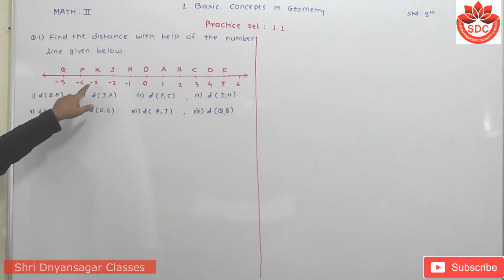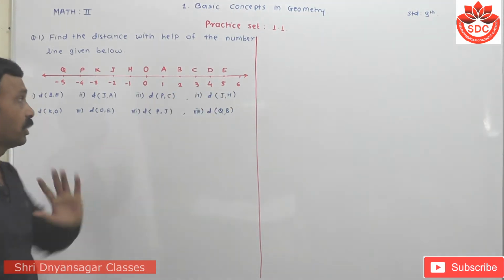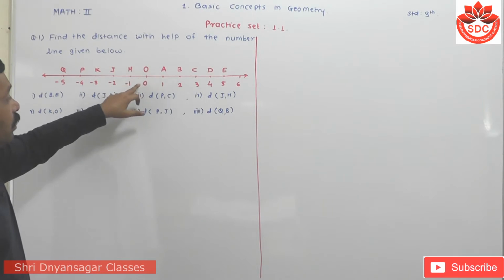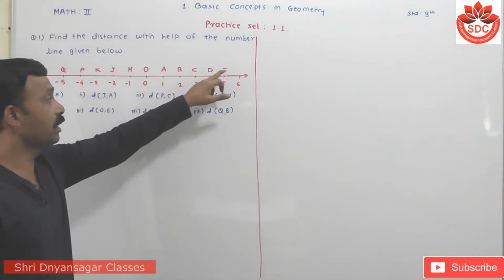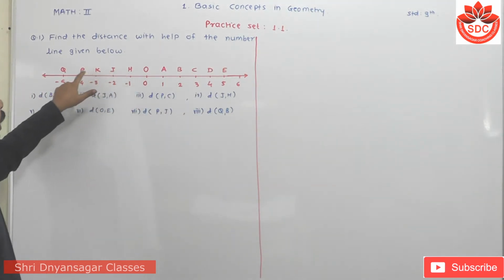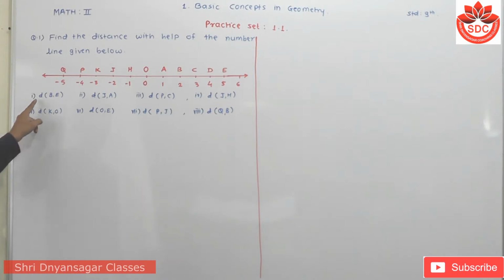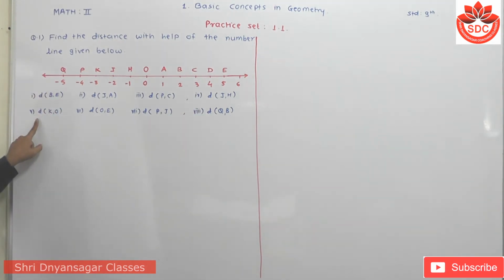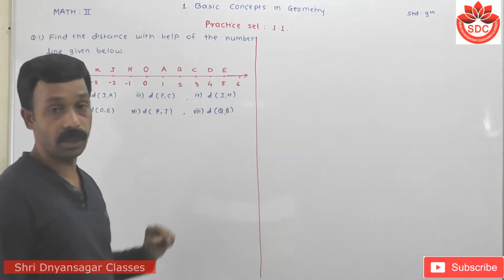Here are minus 5, minus 4, minus 3, minus 2, minus 1, 0, 1, 2, 3, 4, 5 and up to 6. Here the number 0 is associated with the point O, then the points A, B, C, D, E and F, J, K, P and Q. We can find the distances d(B, J), d(P, C), d(J, H), d(K, O), d(O, E), d(P, J) and d(Q, P).